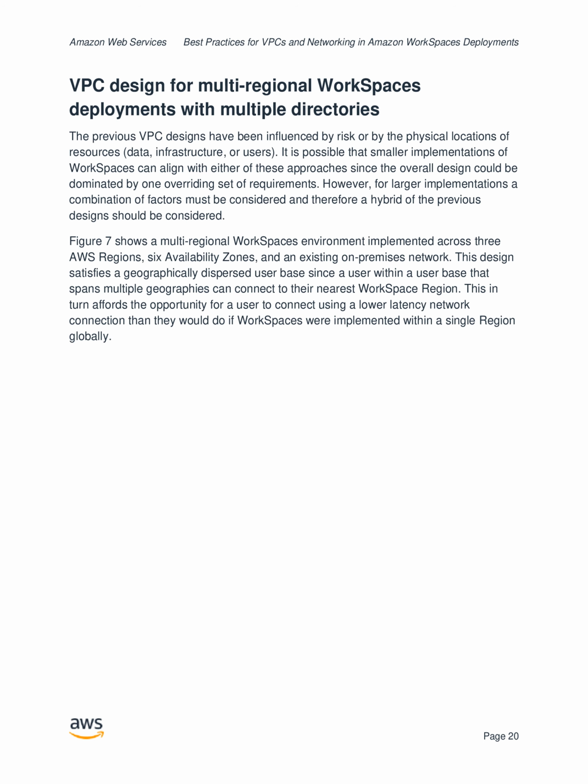VPC designed for multi-regional WorkSpaces deployments with multiple directories. The previous VPC designs have been influenced by risk or by the physical locations of resources, data, infrastructure, or users. It is possible that smaller implementations of WorkSpaces can align with either of these approaches since the overall design could be dominated by one overriding set of requirements. However, for larger implementations a combination of factors must be considered and therefore a hybrid of the previous designs should be considered. Figure 7 shows a multi-regional WorkSpaces environment implemented across 3 AWS regions, 6 availability zones, and an existing on-premises network.